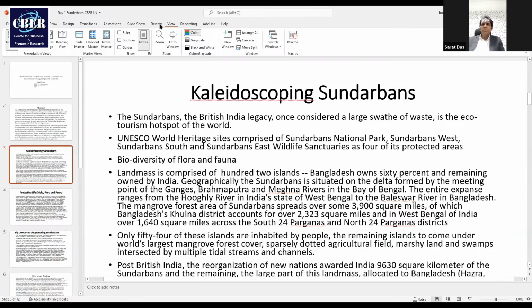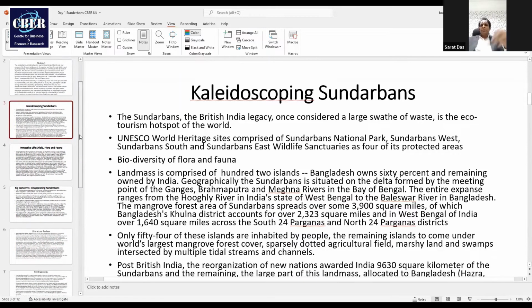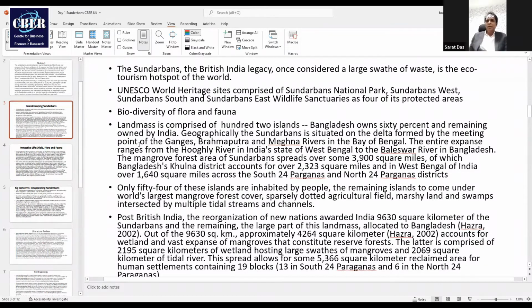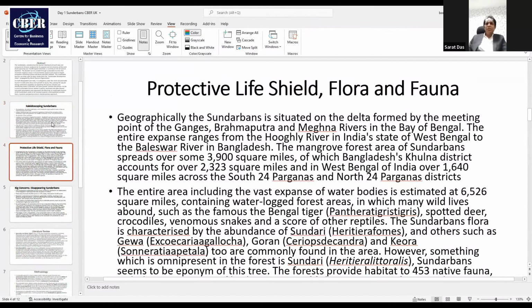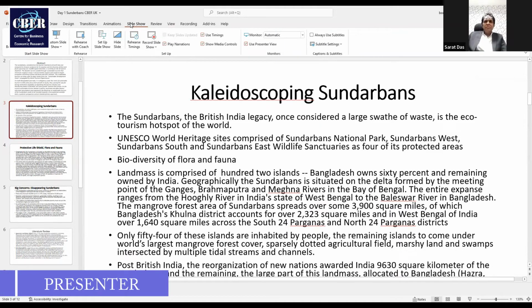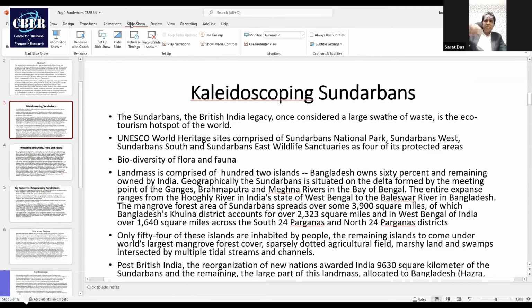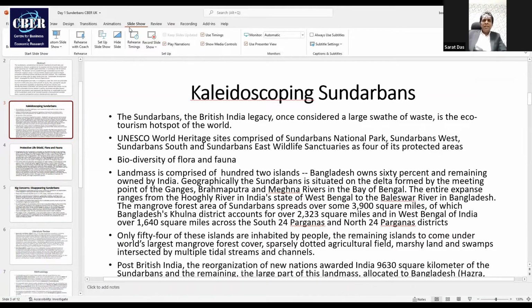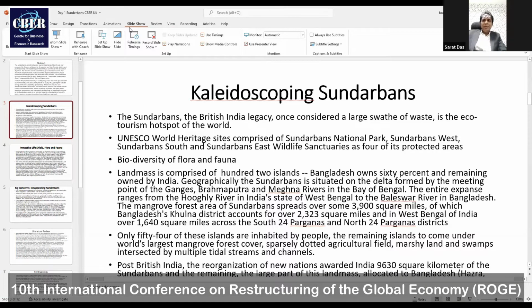slide to have a very brief overview of what Sundarban is, it talks primarily about a huge landmass. So that's something that we know. This landmass is enlisted as a World Heritage Site, and it is primarily situated in a delta formed at the meeting point of the Ganges and Brahmaputra, which are among the mightiest rivers, and another called the Meghna River, at the Bay of Bengal. So this entire expanse is covered with mangrove forest.